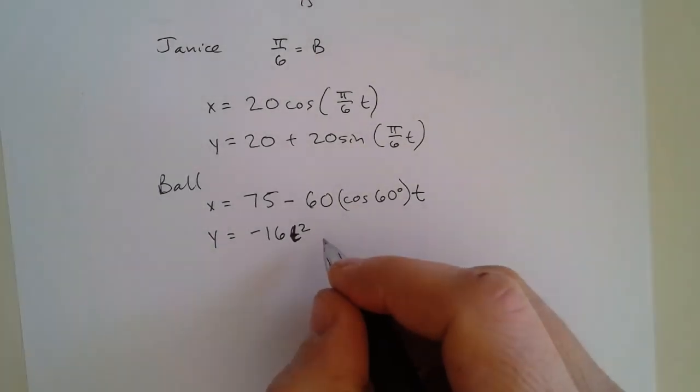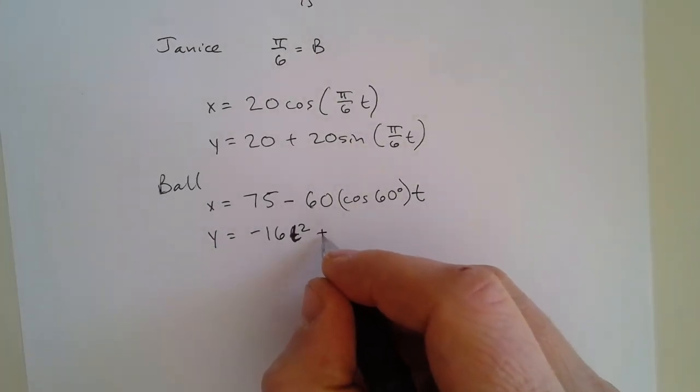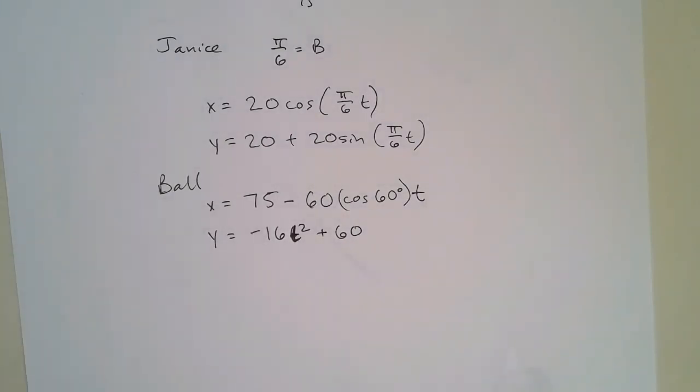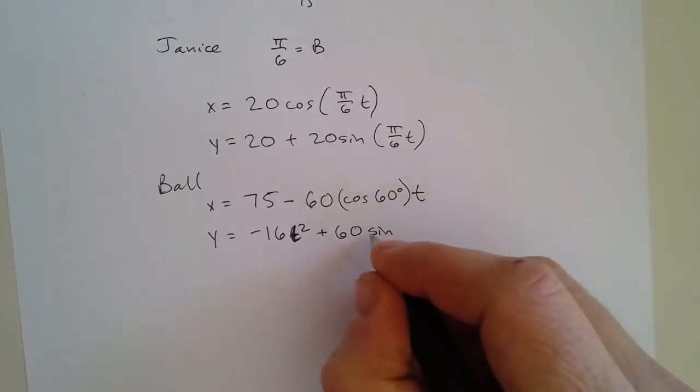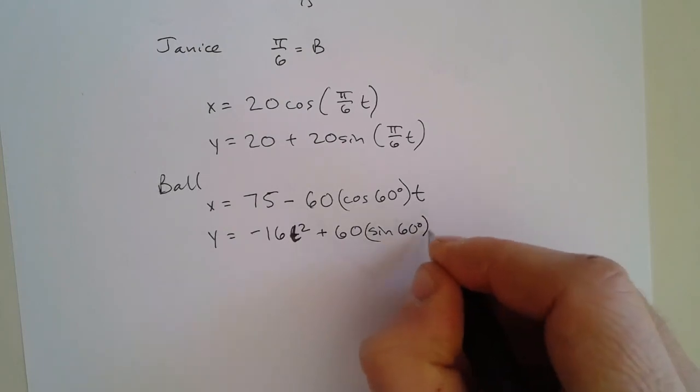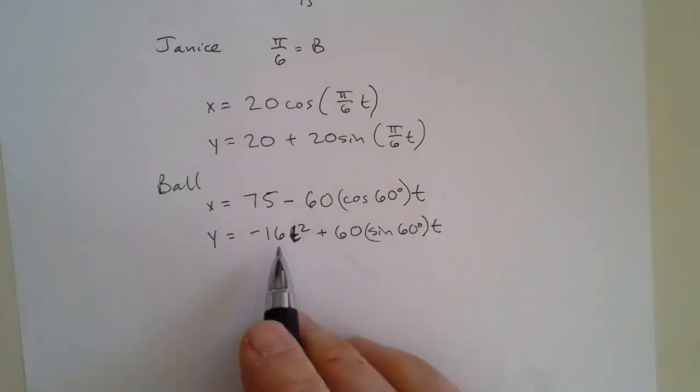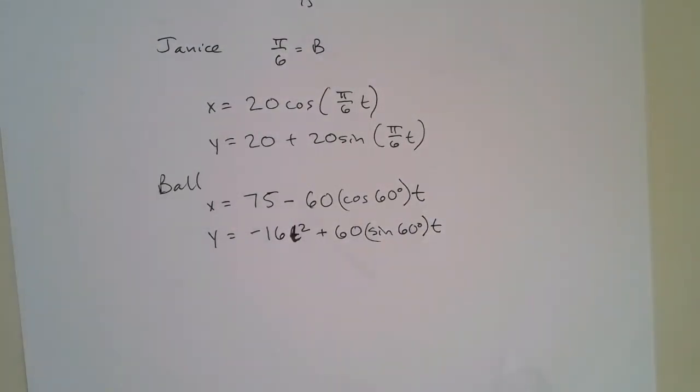And if we think about our y component here, it's moving up in the air, so we'll put 60, and then we'll have the sine of 60 degrees for how much we're moving up, times t. So there's gravity pulling it down, negative 16t squared. That's always going to be the same on Earth. And so there's our information for the ball. Okay, so we have Janice's information, we have the ball's information.